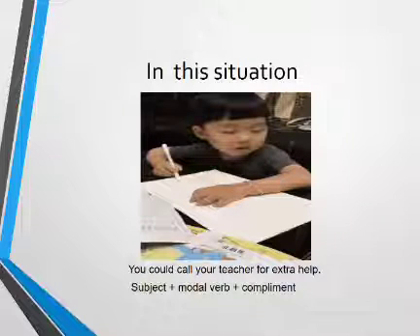Next situation. What is going on? ¿Qué se ve que está sucediendo? Se ve que el niño está, diremos, un poquito aburrido o a lo mejor un poquito confuso de su tarea. In this situation, we can see that the student is kind of confused. He's kind of bored of his homework.